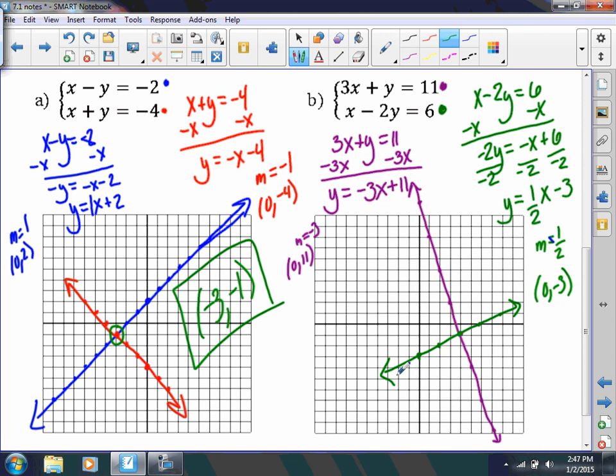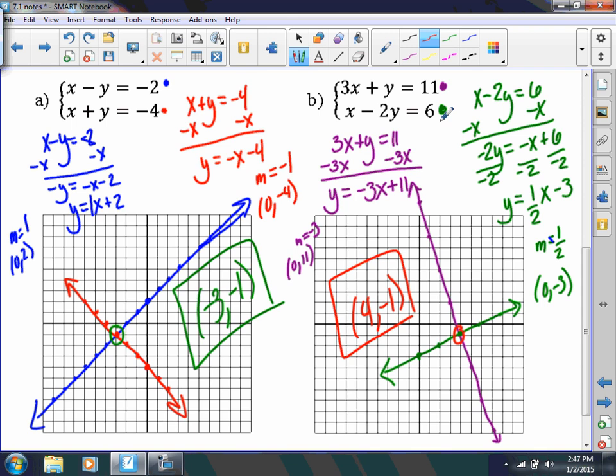And it looks like right there, that's going to be 1, 2, 3, 4, -1. That is my solution. And again, if I substituted the 4 and the -1 in for x and y, I should get 11 for the first equation. So 3 times 4 would be 12, plus a -1, that would be 11. And then 4, let's see, -2 times a -1 is +2, so 4 plus 2 is 6.